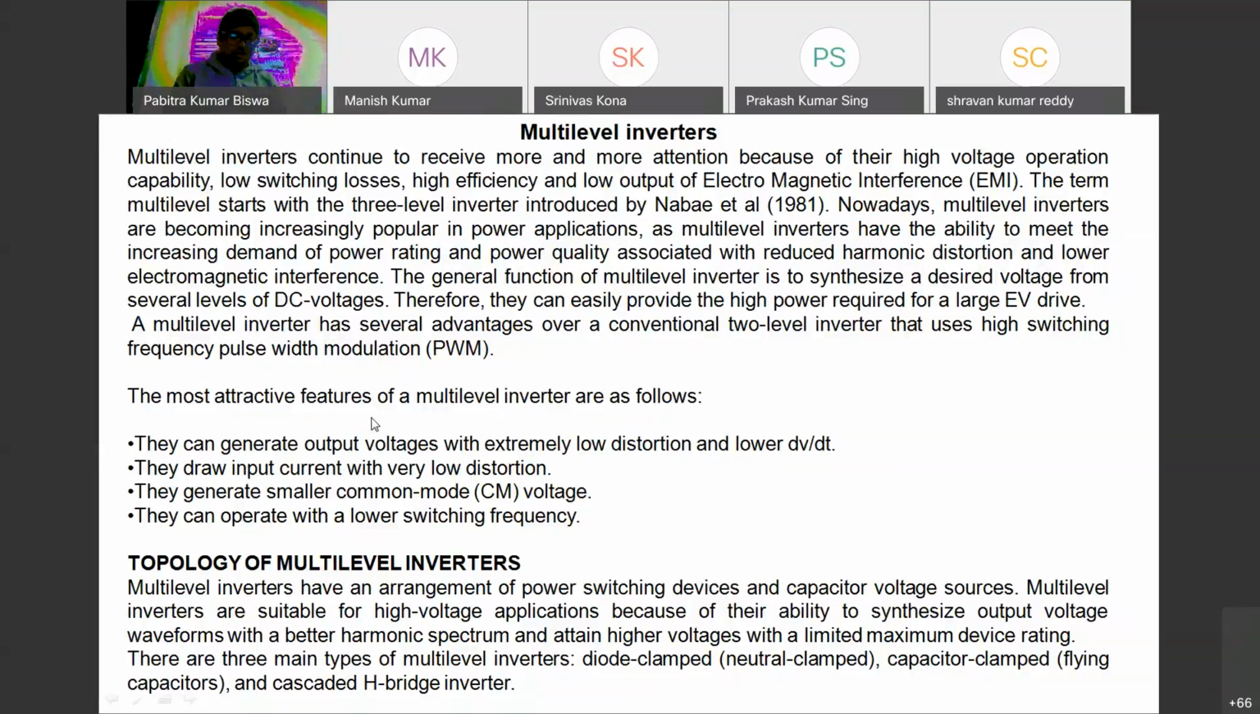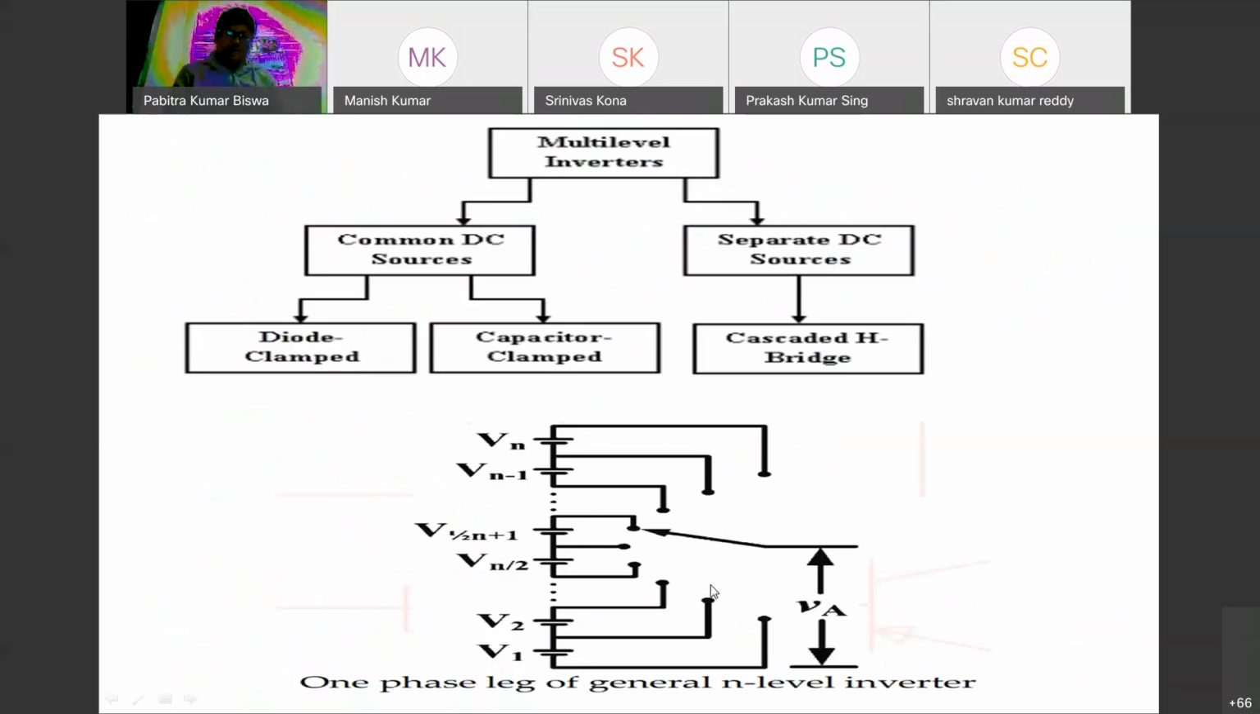They can generate output voltage with extremely low distortion and lower dv/dt. They draw input current with very low distortion, generate smaller common mode voltage, and can operate at lower switching frequency. There are different topologies of multi-level inverter: diode clamped or neutral clamped, capacitor clamped or flying capacitor, and cascaded H-bridge multi-level inverter. So this is the classification of multi-level inverters.